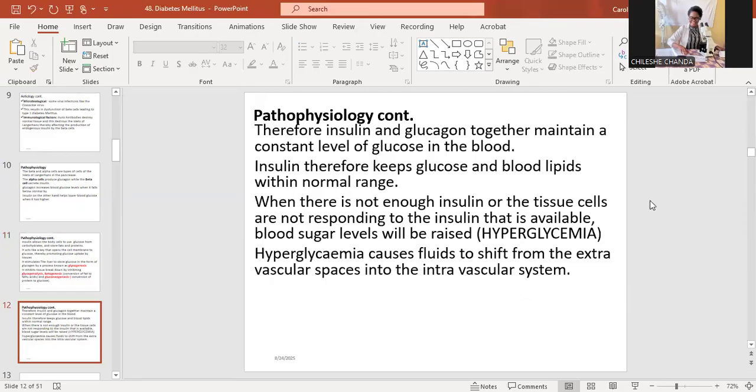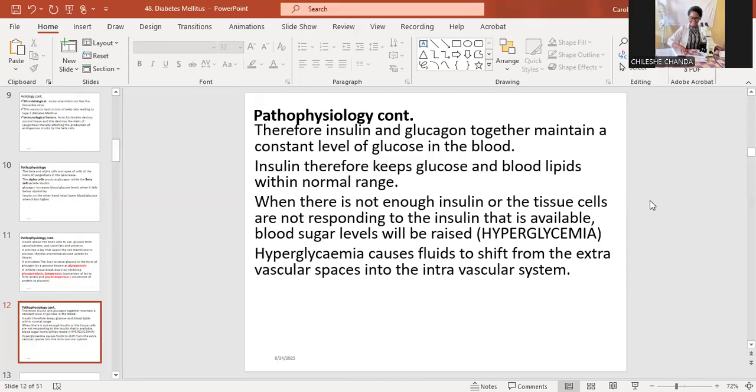Now, insulin and glucagon, because they work antagonistic to each other, they maintain the glucose levels of the blood. If someone hasn't eaten, glucagon comes into play by breaking down glycogen. When someone has eaten, insulin comes into play by allowing the body cells, the body tissues, to take up the eaten nutrients. So insulin therefore keeps glucose in blood within normal range.